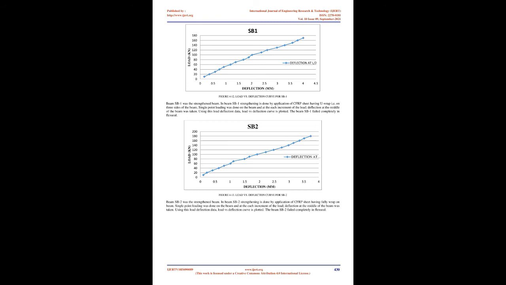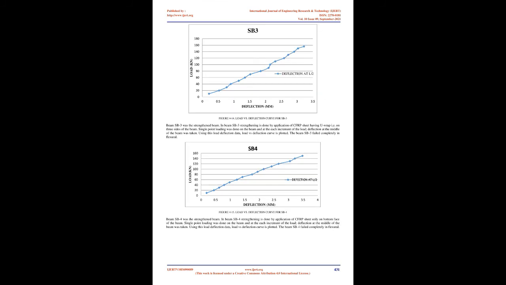Beam 2. Strengthened beam 1, SB1. The beam SB1 is a pre-cracked beam. It is strengthened with one layer of CFRP sheet having U-wrap on bottom and web portions and then checked for its ultimate load capacity under single point loading setup. Beam 3. Strengthened beam 2, SB2. The beam SB2 is a pre-cracked beam. It is strengthened with one layer of CFRP sheet having full wrap on bottom, top, and web portions and then checked for its ultimate load capacity under single point loading setup.